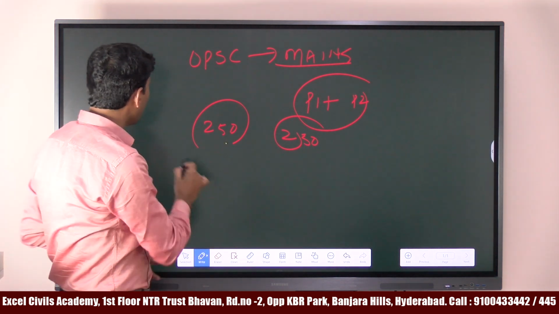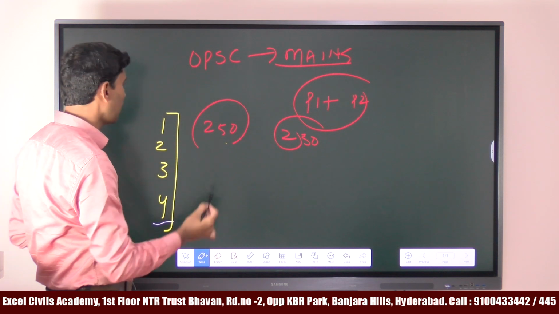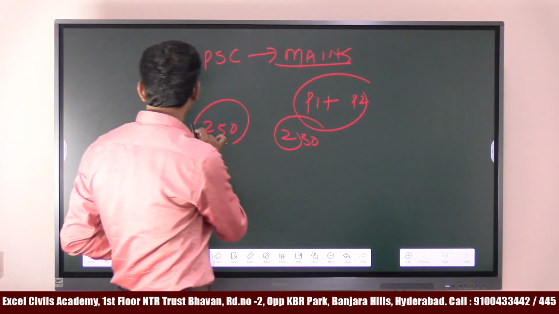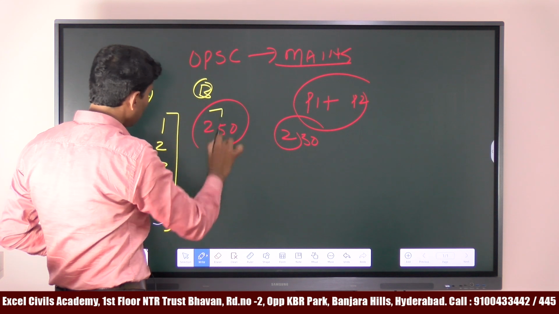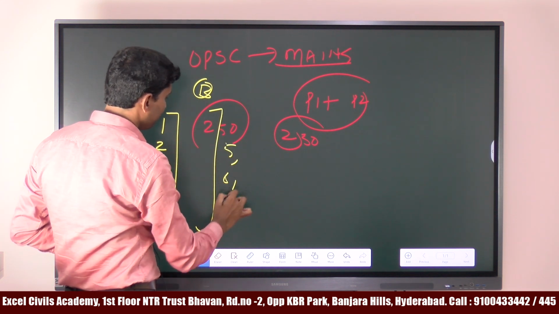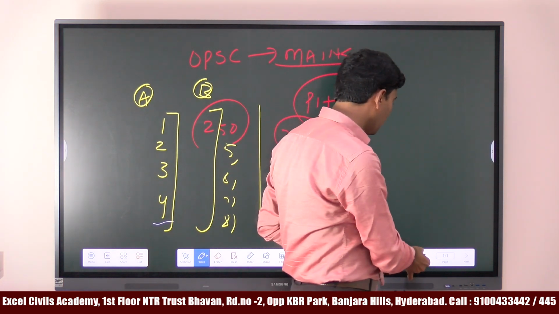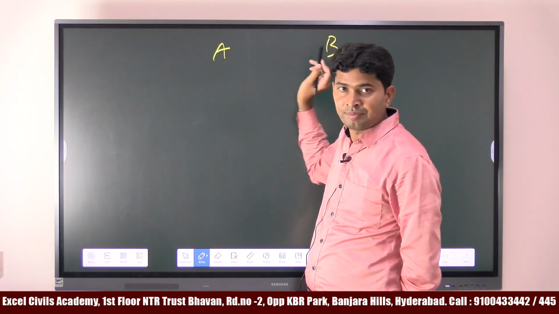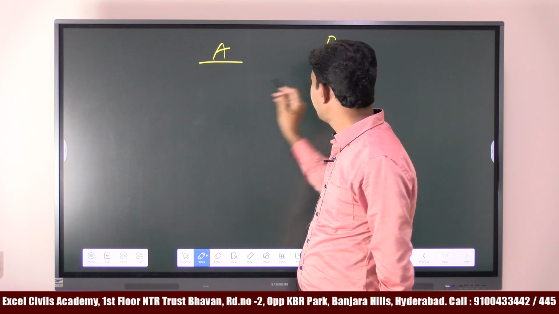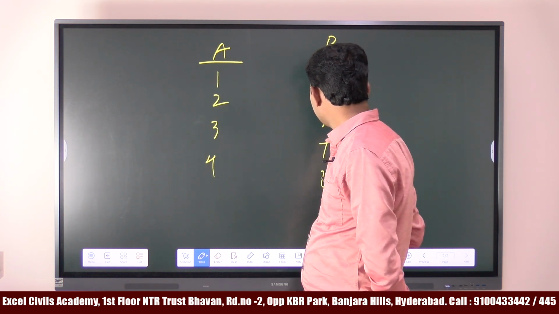Each paper has 5 questions. Actually, in each paper there are 2 sections, section A and section B, so 8 questions are there. Let me take the example of sociology paper 1. Sociology paper 1 consists of section A and section B, and it is divided into questions 1, 2, 3, 4, 5, 6, 7, 8.